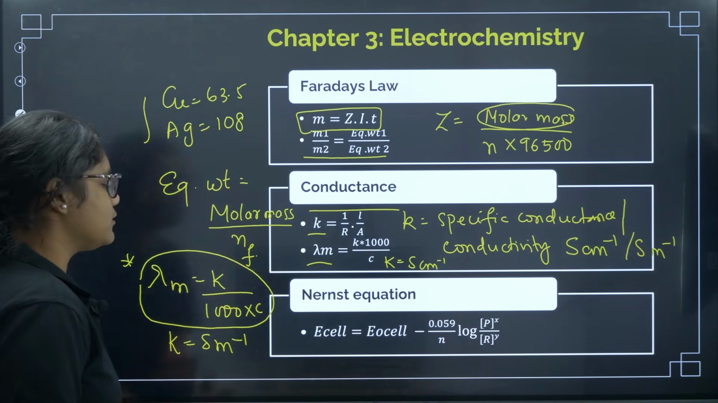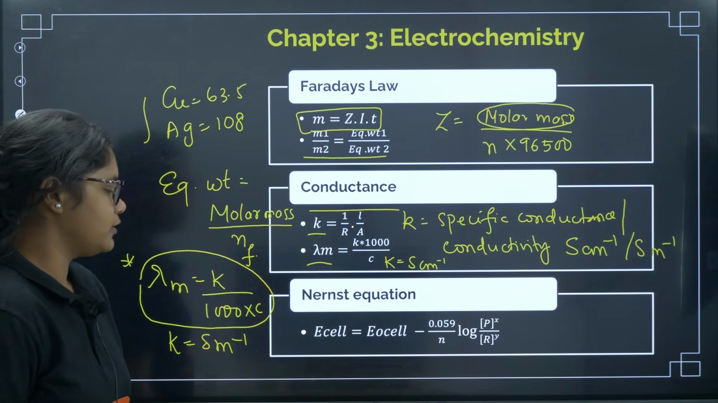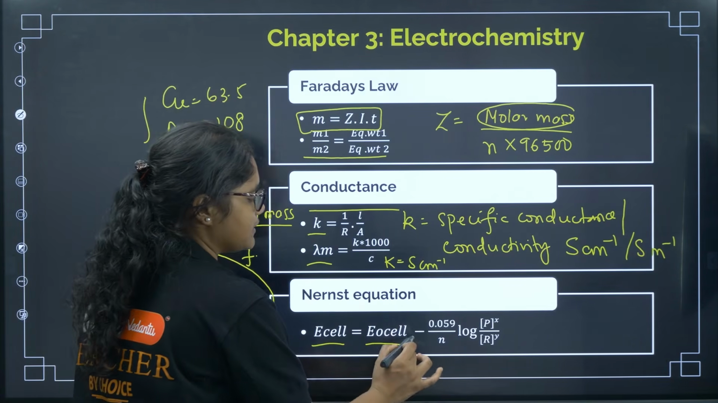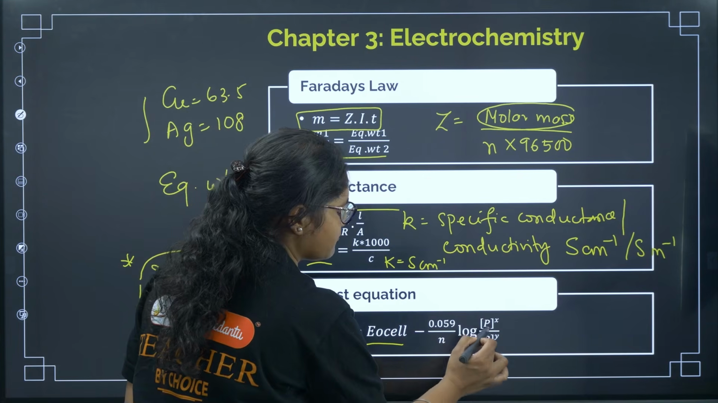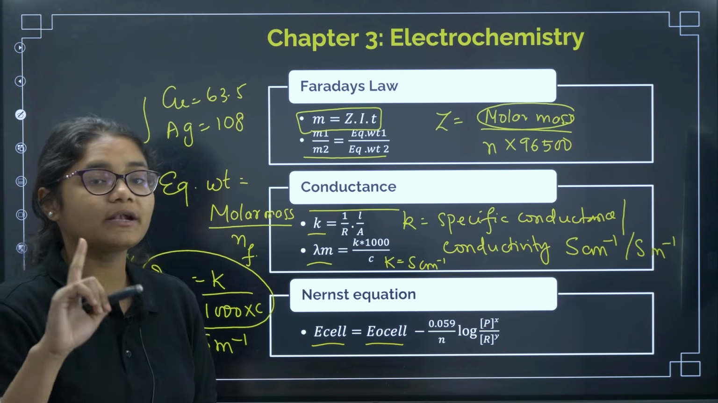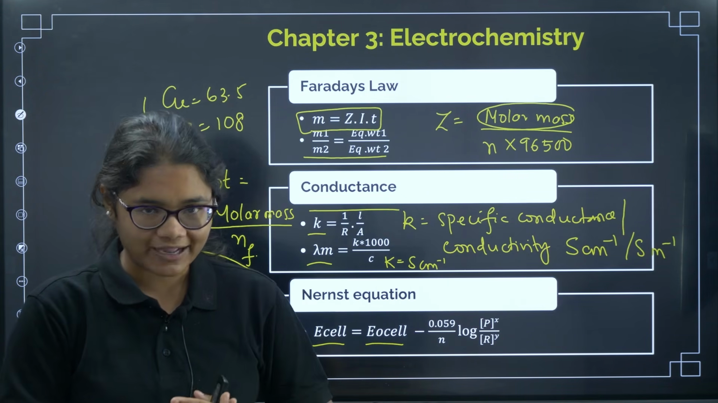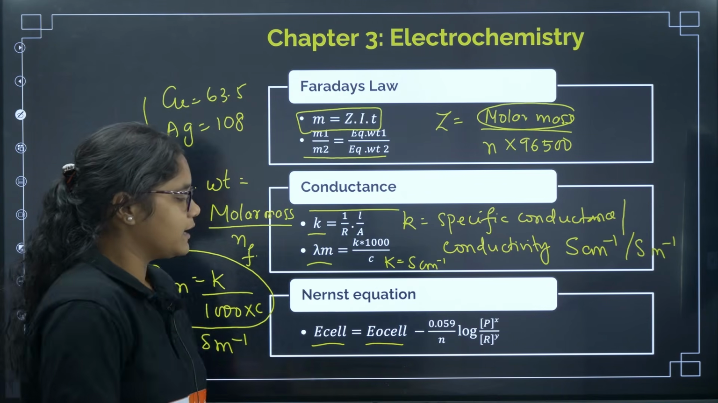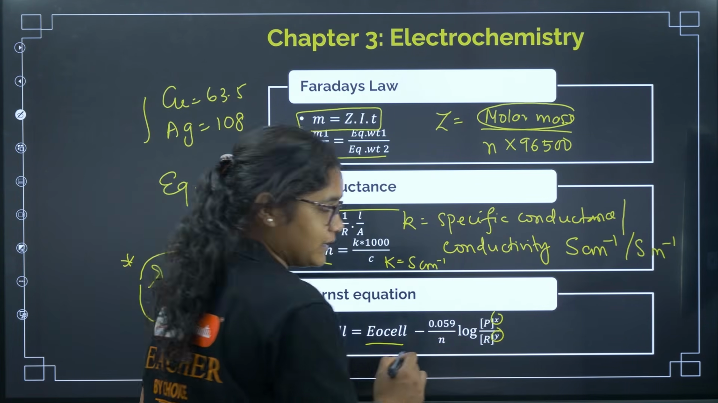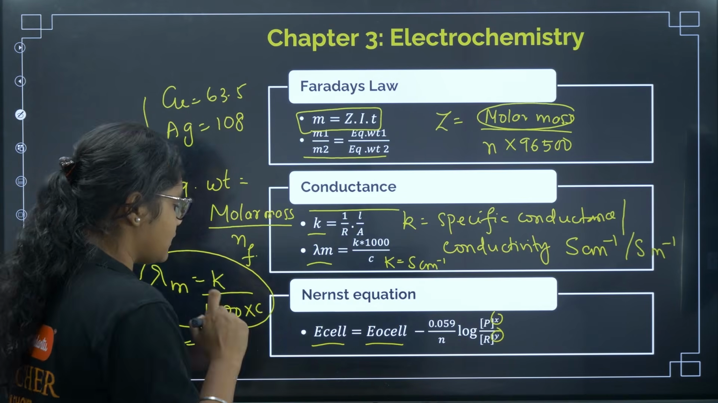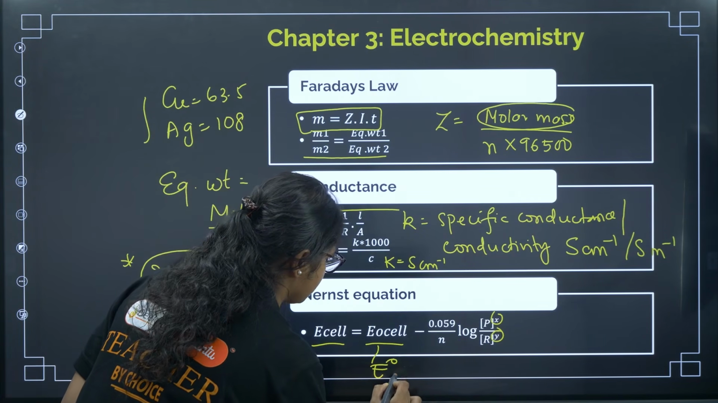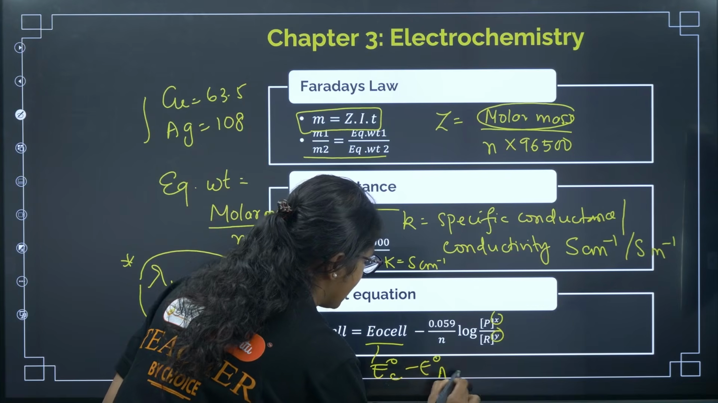Now coming to the Nernst equation, a very important formula. E of the cell will be equal to E naught of the cell minus 0.059 by n log of product ion concentrations to the power of x by reactant ion concentrations to the power of y. Here x and y are nothing but their stoichiometric coefficients. And one more thing I wanted to say here is how to calculate E naught of the cell: E naught of cathode minus E naught of anode.